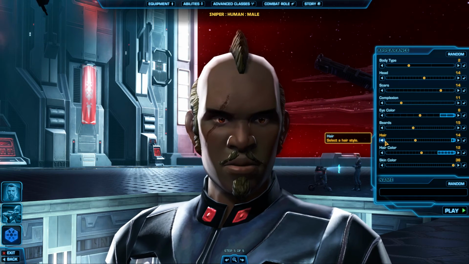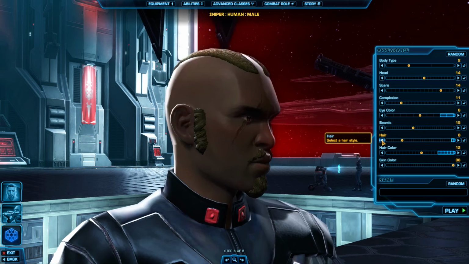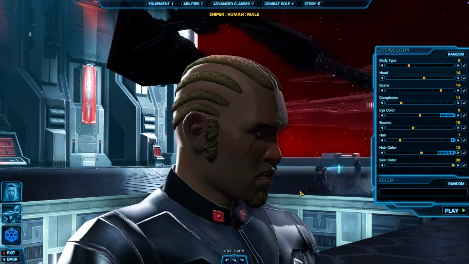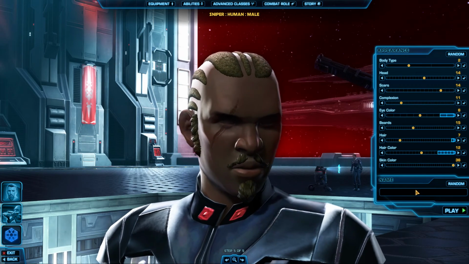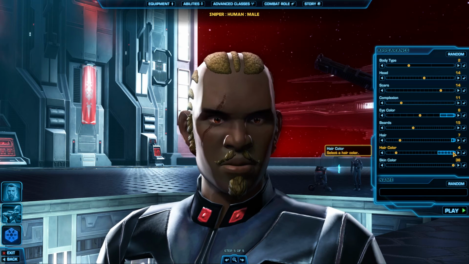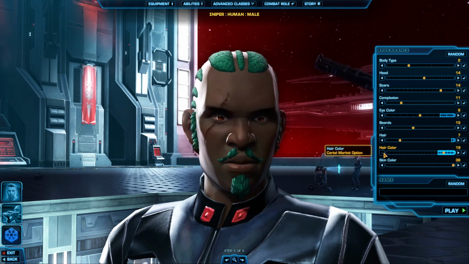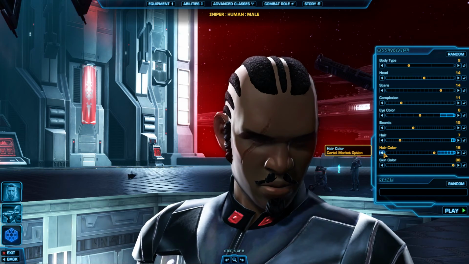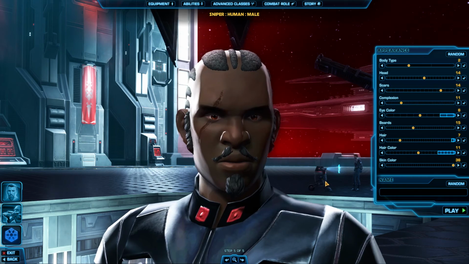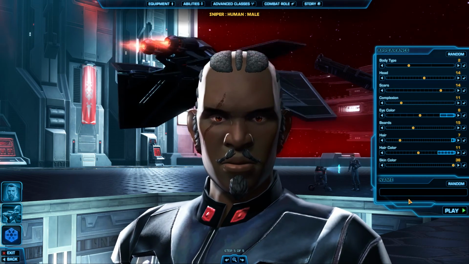I love some of these styles back here. Really cool looking type of thing. Reminds me of Blade. Just a really cool look. And then of course you have hair color. Once again, anything that's highlighted here, those are not available typically right away. You would have to unlock them. And then of course there's the skin color.